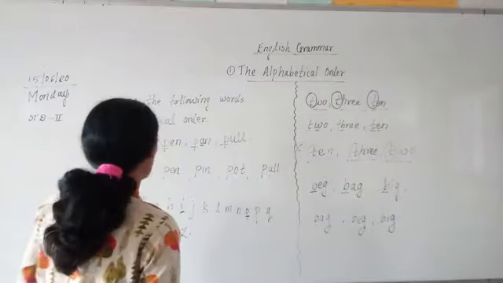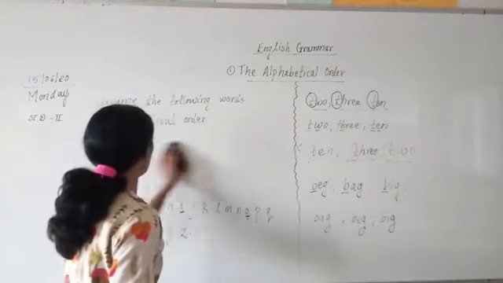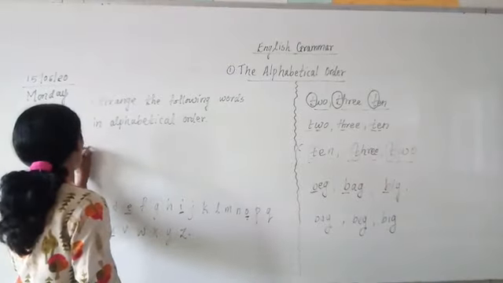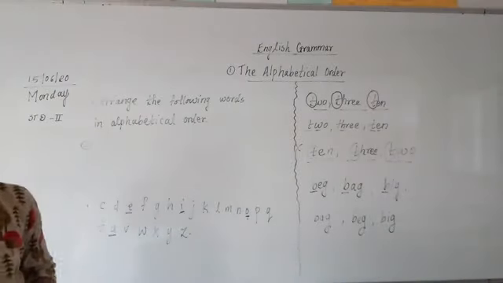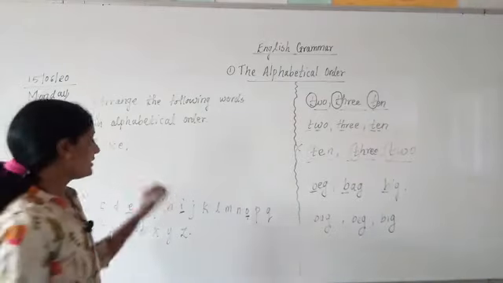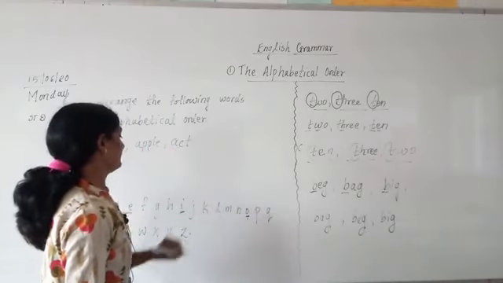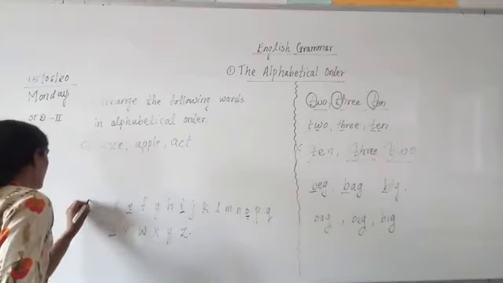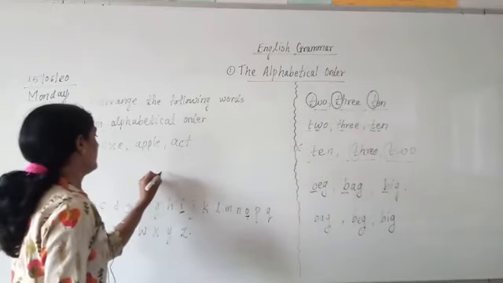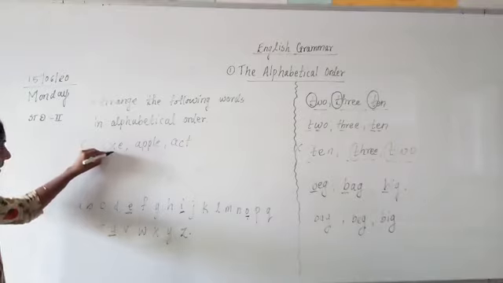Understood? I will take another example. Only one example I will take, and then I will give you some examples for homework. Okay? Now here it is A-X-E, axe. Then apple. And one more is act. Now everywhere what is there? A. So write down A, and A.